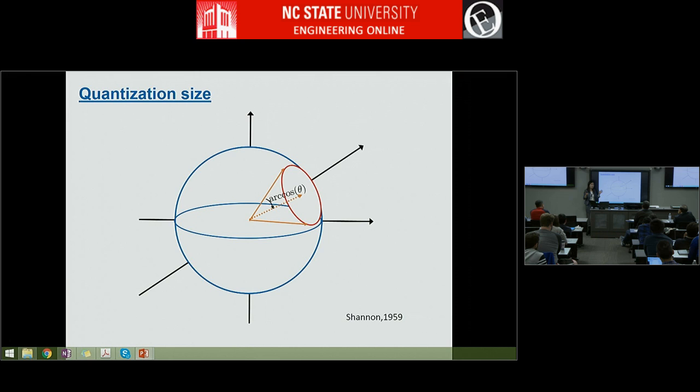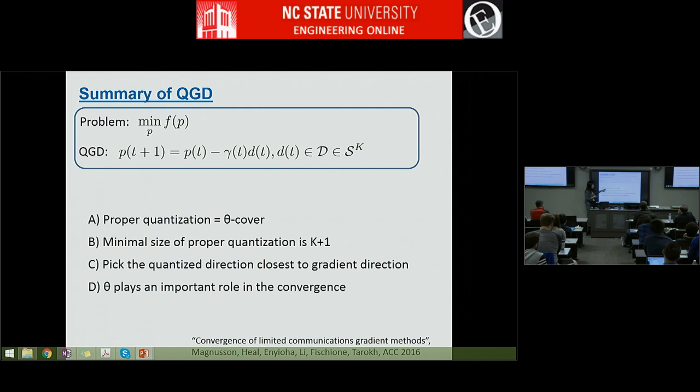As a summary, this is what we have. A proper quantization is equivalent to the theta cover, where theta is smaller than pi over two. The minimal size is k plus 1, so the bits should be log of k plus 1. And then, picking the quantization direction: when we have the quantization set, how are we going to design the algorithm? Intuitively, you pick the quantization direction that's closest to the gradient direction. And theta plays an important role in determining the convergence rate.